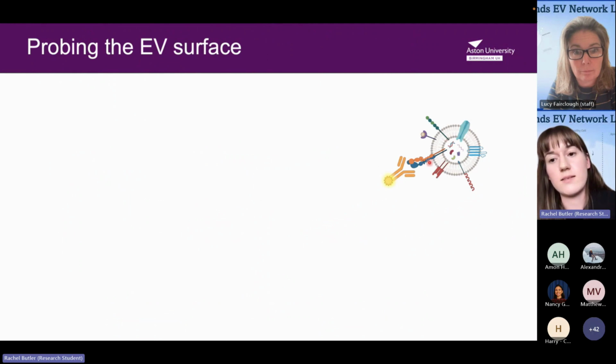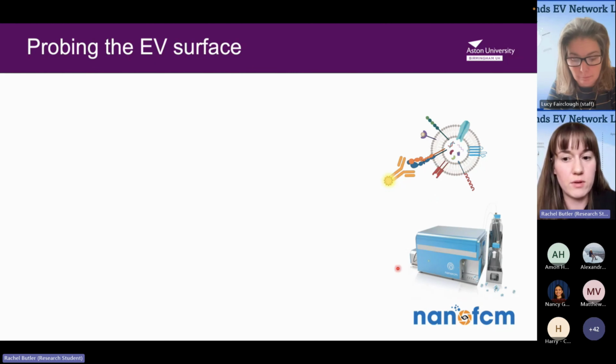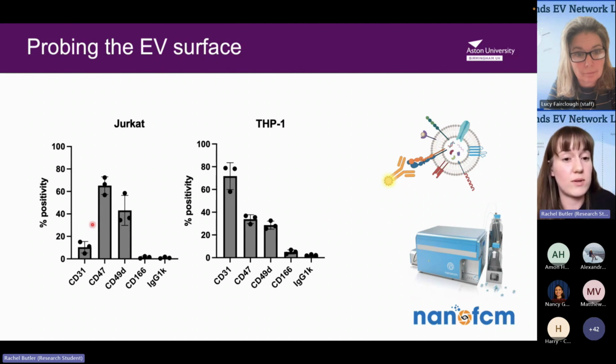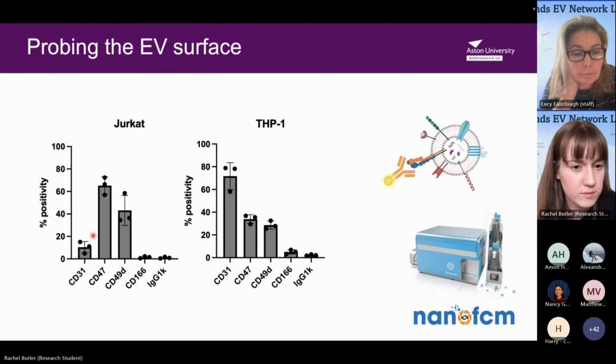Here I've just incubated my EVs with a primary antibody targeting the protein of interest. I did this using the NanoFCM platform, which we have in our lab as of 2 months ago. And I can successfully detect each protein at the surface of the EVs, depending on the cell derivative. Essentially, this is telling me that, yes, the proteins are there, they're accessible, and they could potentially exert a function with a recipient immune cell.